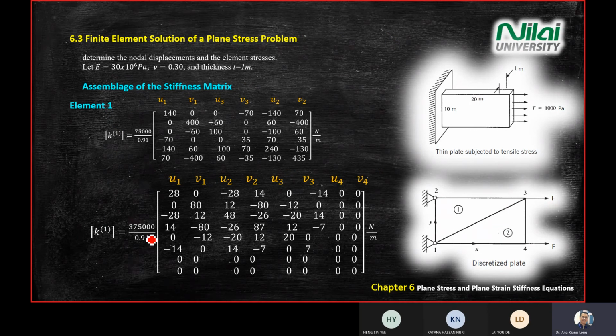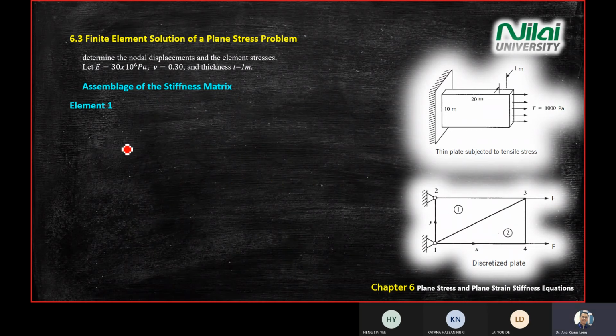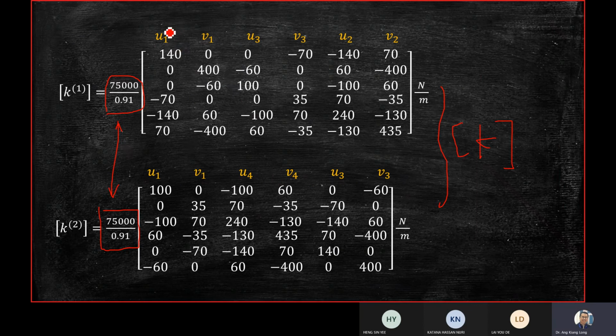Okay, so element 1, I changed the matrix here. Because if you superimpose, you see the element 1 here has nodes 1, 3, and 2. And element 2 has node 1, node 4, and node 3.